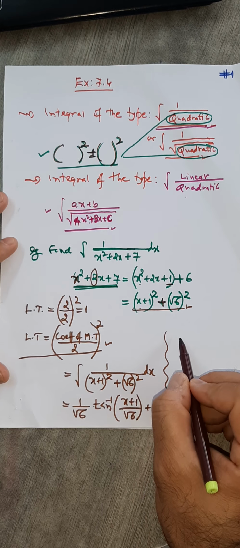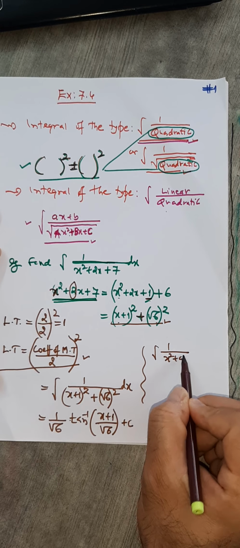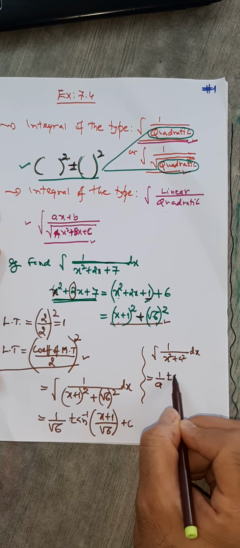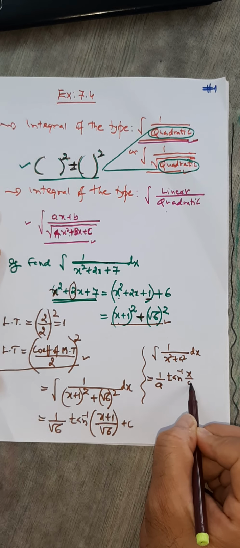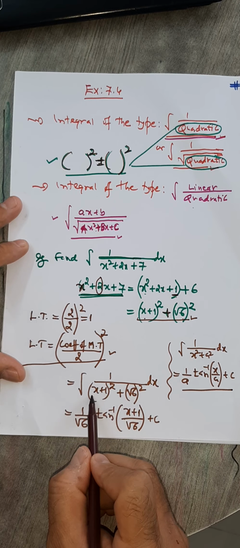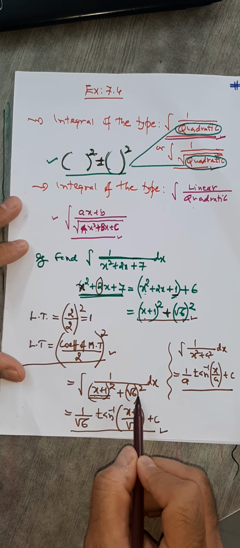Which formula have I used? This one. Integral of 1 upon x square plus a square equals 1 upon a tan inverse x by a, if you remember, plus c. Here remember, this is a linear function, so I could consider these as x. So this is your answer, x square plus a square.